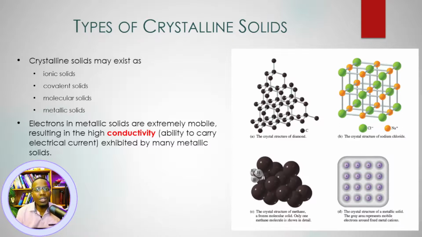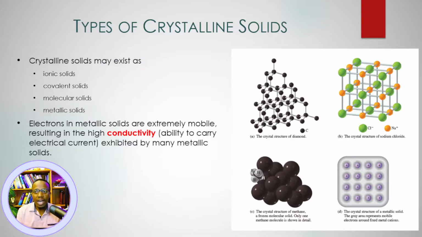So crystals can be ionic solids, they can be covalent solids, they can be molecular solids, or metallic. And just to define this very quickly, ionic solids are made of ionic compounds like sodium chloride. So we learned what an ionic compound is, and an ionic compound is a compound that's made of a metal and a non-metal, or a positive ion and a negative ion. Those are ionic compounds, they make ionic solids.